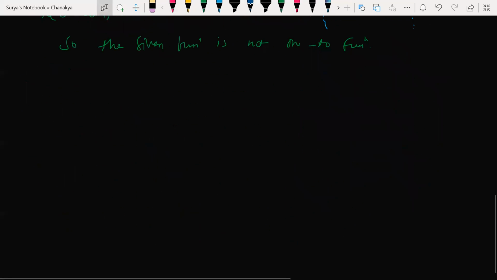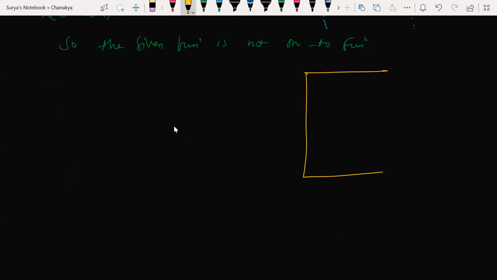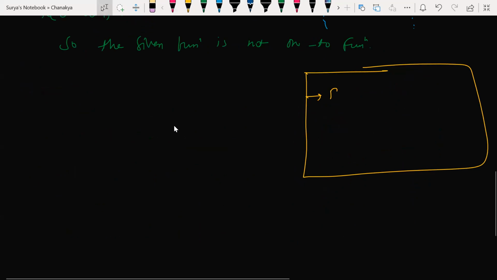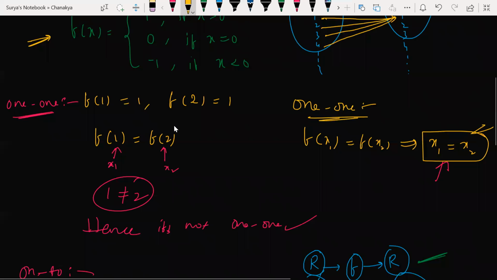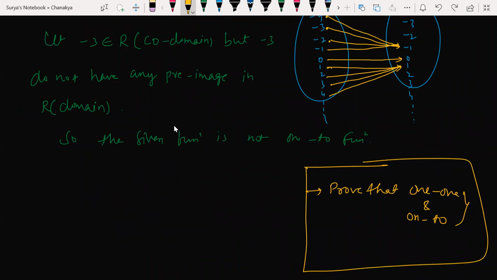Let me tell you one more thing, beta. If you are asked to prove that a function is one-one and onto, some function will be given and you use the mathematical definition to prove them. But to show it is not one-one or not onto, you have to take an example. Look at this here.